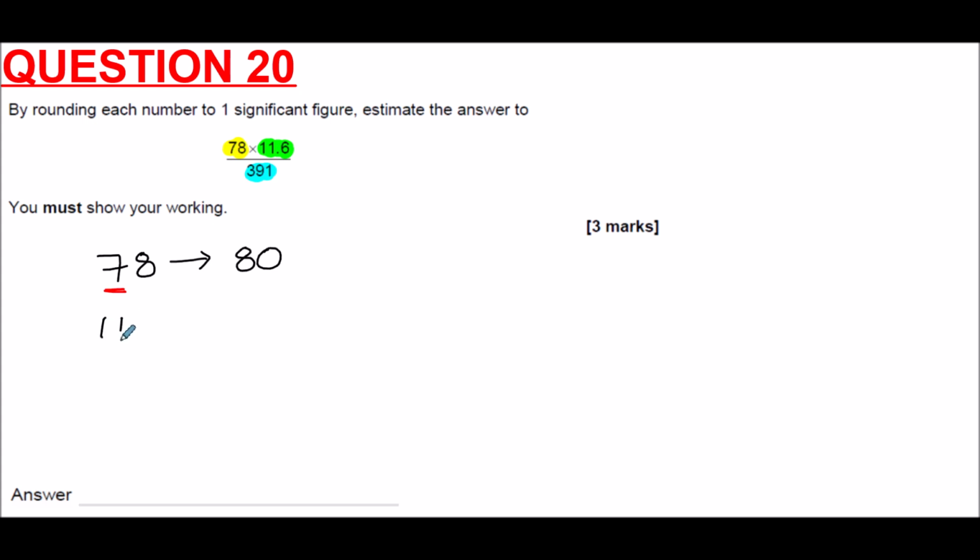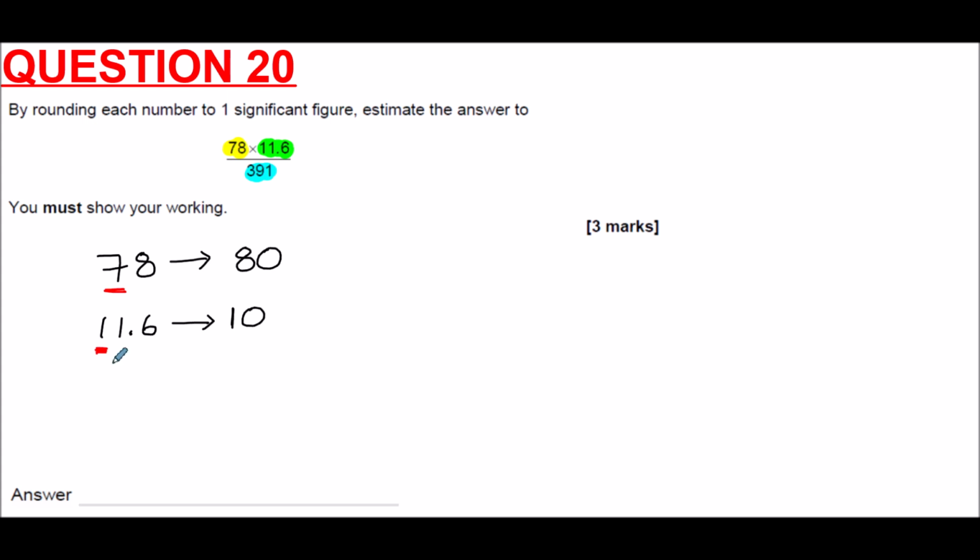11.6, again, the first non-zero number is the first 1, and so we're going to round that 1. All the other numbers are going to change to a 0 if needed. And so next to this 1 is another 1, and so we're not going to round this up to a 2, it's going to stay as a 1. The numbers next to it change to a 0. And so that's 10.0, but because 10.0 is just 10, we can leave the 0.0 out and just call it exactly 10.